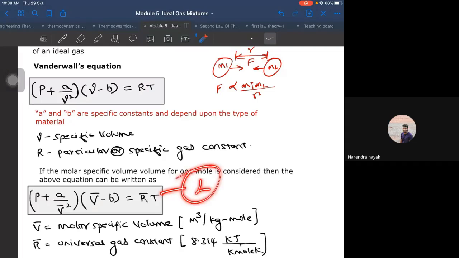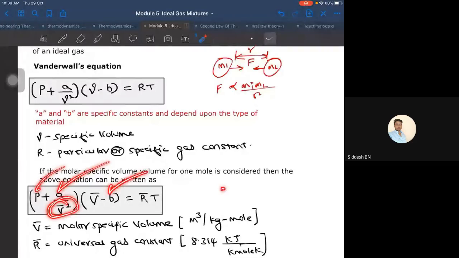What is the second equation in terms of the molar specific volume? P plus a divided by v bar square into v bar minus b is equal to R bar T. And what is this v bar? Molar specific volume. Very good. So what is R bar? Universal gas constant. And T is your temperature. So everyone got the equations? Both the equations? Any doubts in this? No, sir.